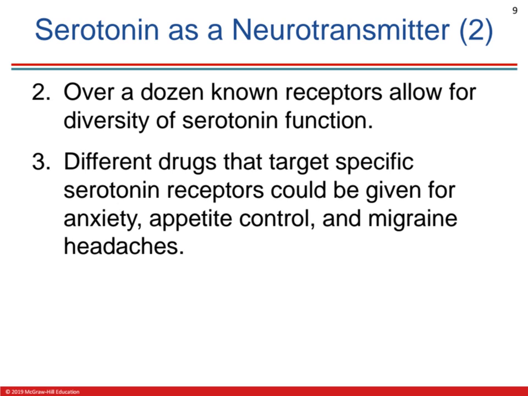There are over a dozen different receptors for serotonin, so different drugs will target specific serotonin receptors. So, for example, some will target anxiety, so it will be anxiolytic, relieving people's anxiety. For certain obese patients, serotonin can help with appetite control, and serotonin can help with migraine headaches in other patients.